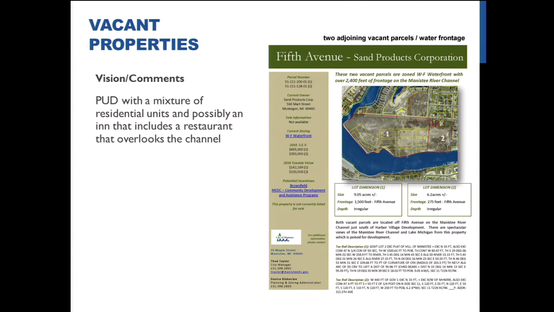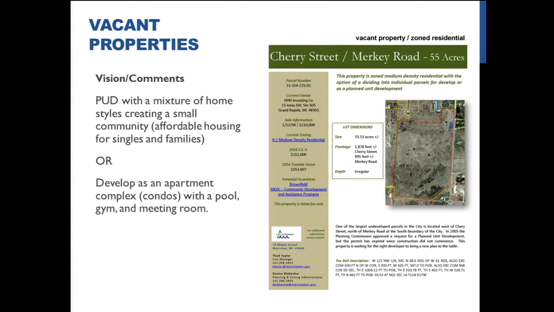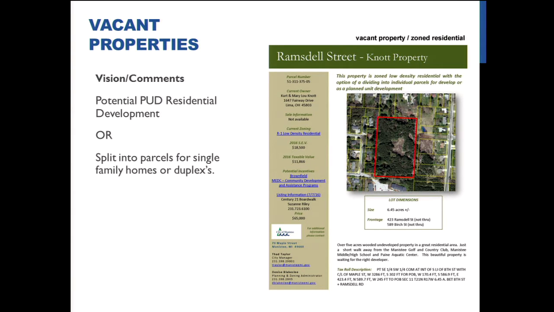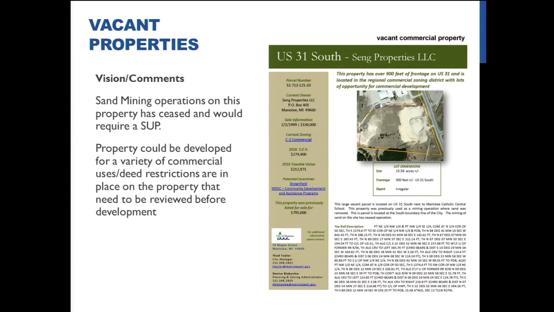So the remaining properties are the Sam Products property on 5th Avenue that's vacant, the Adams Street property that Sam Products has on Adams Street, the 55 acres on Murky Road, and actually there is property to the west of that that could be bundled, and that would be over 100 acres of property that would be available for a developer. The Knott property that is over by where Cherry Hill Apartments is. It's quite a large parcel there. And then both properties by the church that's owned on 12th Street. Then we have the large property, which is the sand mining operation that's next to MCC.